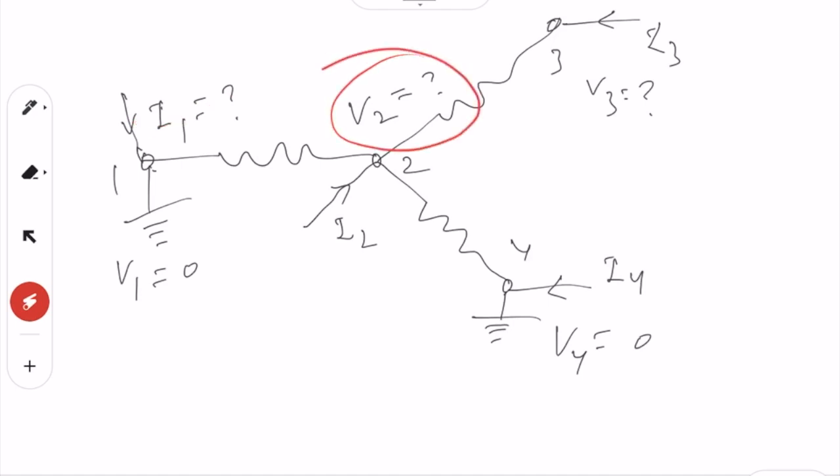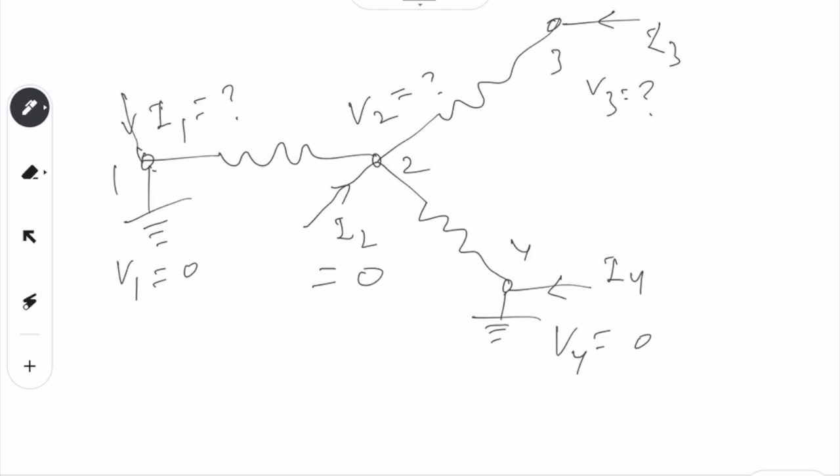Here V2 is not defined. So I2 has to be defined, either we should know what is the current coming to this one. So let us assume I2 equal to 0, meaning it is not connected to any outside circuit. So the connection is just these 3 connections only, there is no such connection on this one. In that case that really means that there is no external connection, I2 equal to 0.